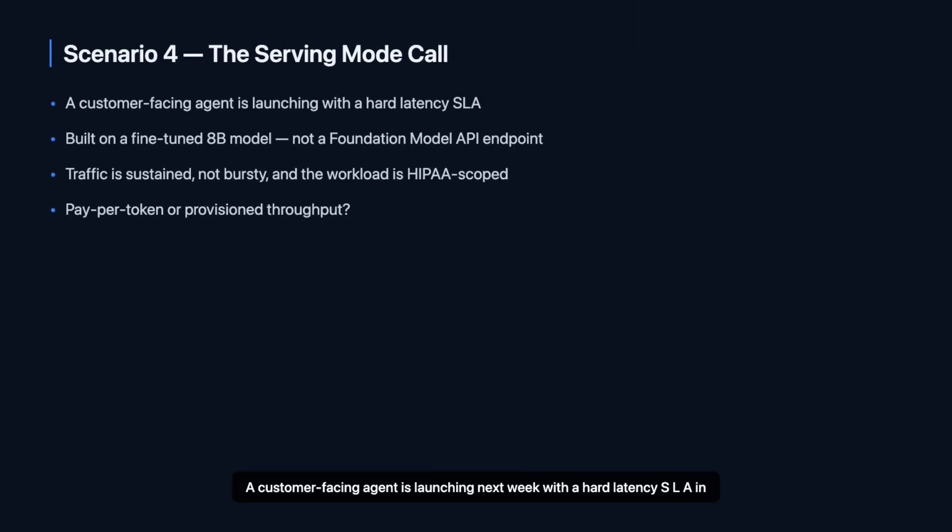Scenario 4. A customer-facing agent is launching next week with a hard latency SLA in the contract. It runs on a fine-tuned 8 billion parameter model, not a stock foundation model API endpoint. Traffic is sustained throughout the day, not bursty, and the workload is HIPAA scoped. Pay per token, or provisioned throughput?